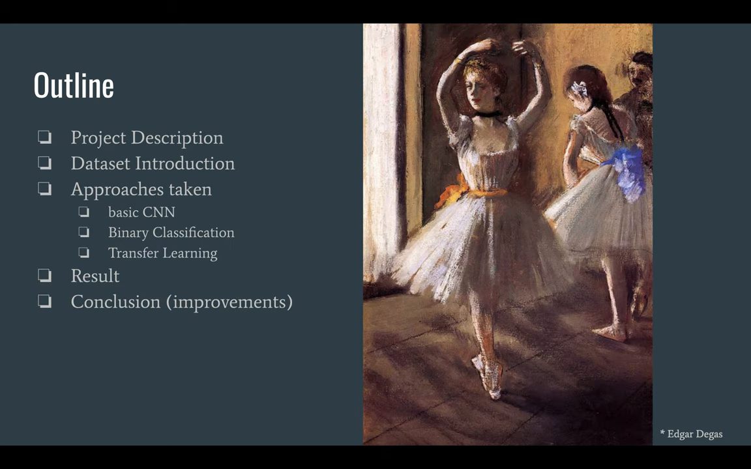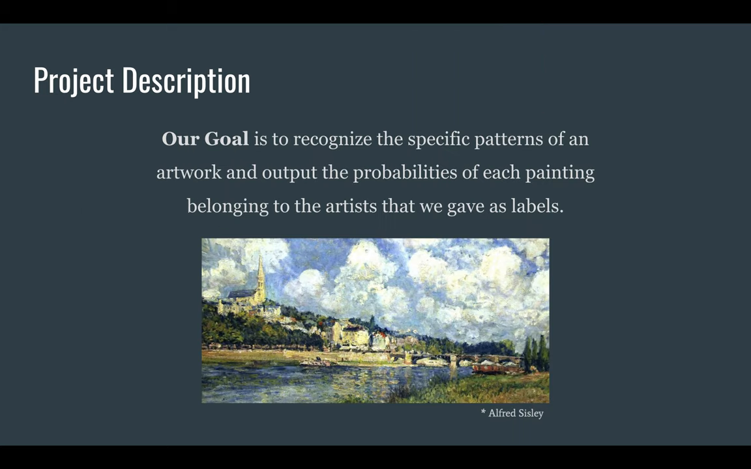This is our outline. We're going to briefly talk about the following topics, including project description, dataset introduction, approaches taken, results, and our conclusion. Our goal is to recognize the specific patterns of an artwork and output the probabilities of each painting belonging to the artist that we gave as labels.